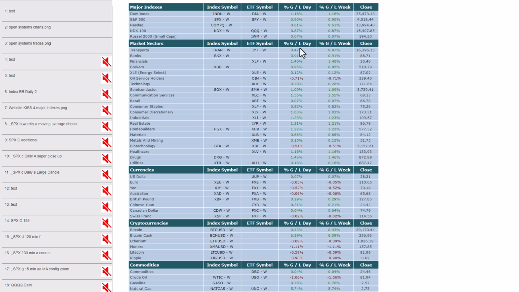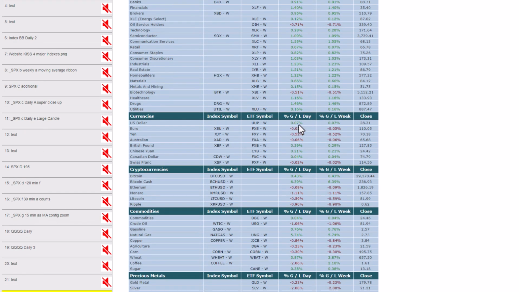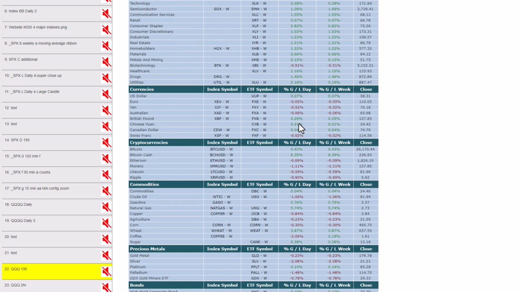As far as the major market sectors, we have 21 sectors here we follow. Almost all of them were up, save for oil services and biotech. Otherwise, everything was up today. US dollar was up just a tad. And cryptocurrencies, a little bifurcation here. Bitcoin and Cash were up. The other ones were down.